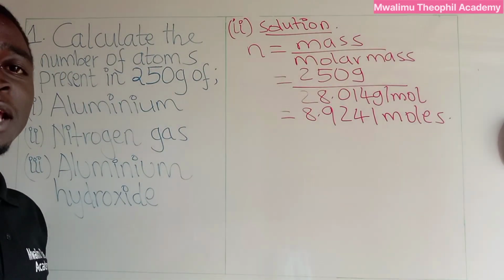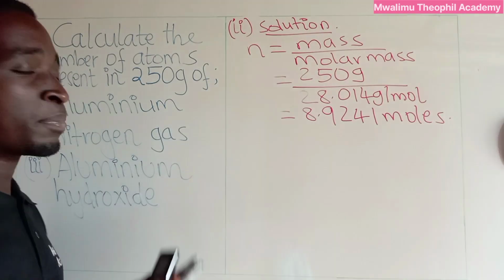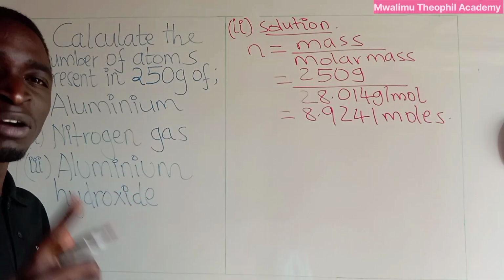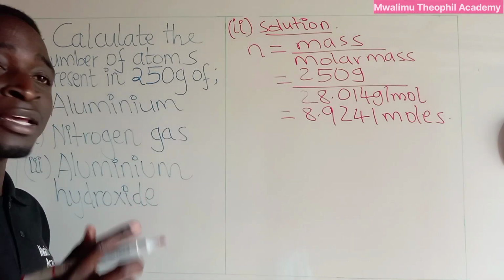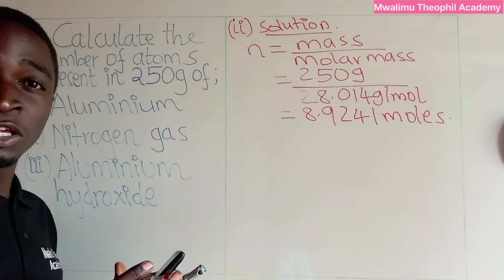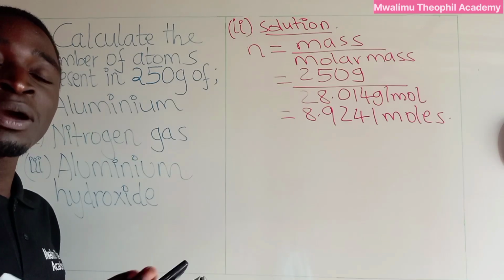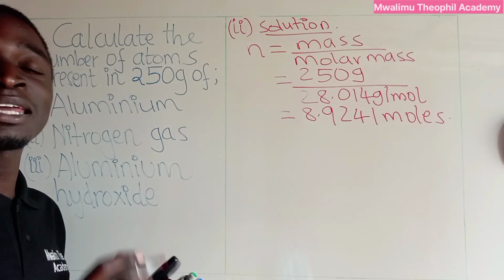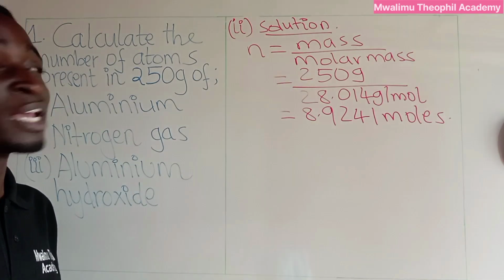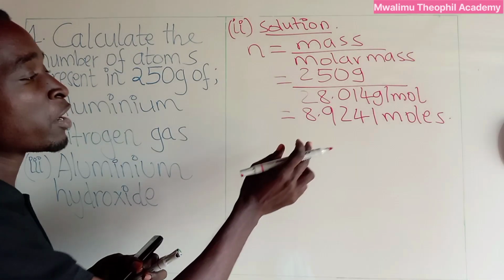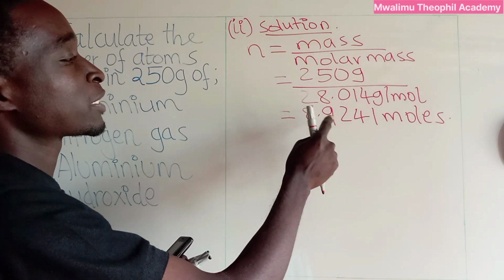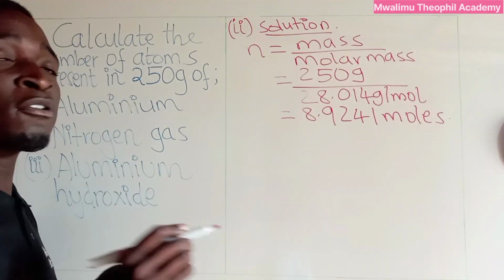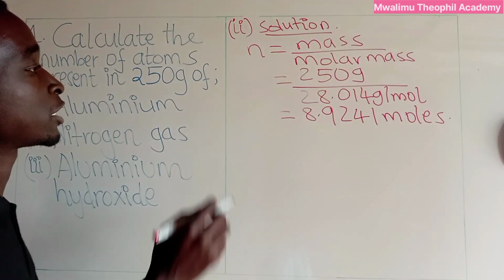After we've obtained the number of moles, the second step is to calculate the number of molecules. You have to note that as nitrogen gas is a molecule, before you calculate the number of atoms, you should start by calculating the number of molecules. Now, to get the number of molecules present in 8.9241 moles of nitrogen gas, you take the number of moles times Avogadro's constant.